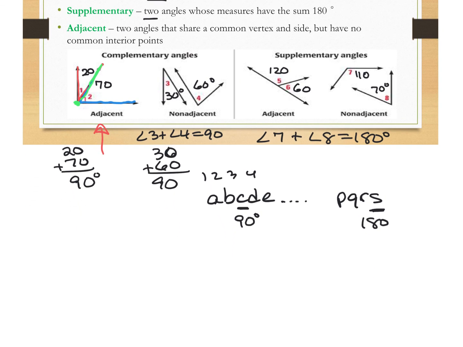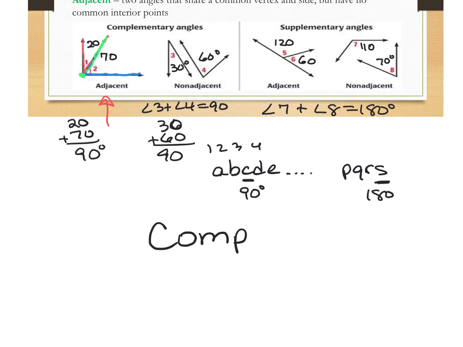Or another way that I do it is if I start to write the first, say, 4 letters of the word complementary, and if I just add a little line here, it looks like I made a 90 out of that C, the CO, so that would be 90 degrees. And then if I take the word supplementary, if I start writing the first couple letters, and if I just put a line this way, it looks like I make an 8. So this would be the 180.